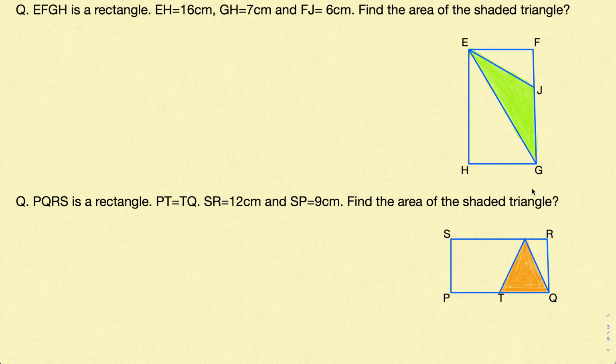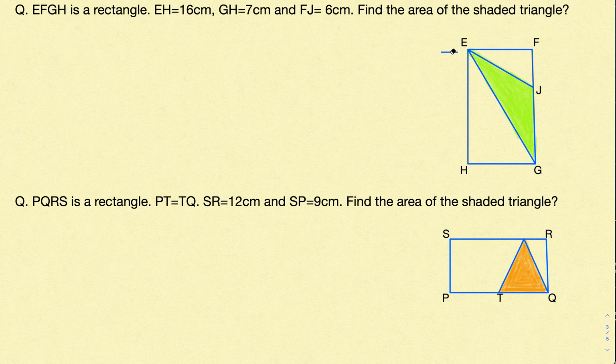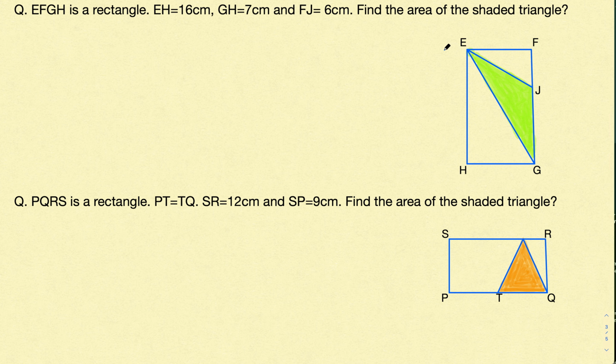So we can see here in the figure that we have EFGH is a rectangle, right? Where EH is 16 cm. That means the length of the rectangle is 16 cm. So let's start labeling it. Okay. So let's say this is the length of the rectangle, right? So how much is the length of the rectangle? It is 16 cm, right? So this is 16.